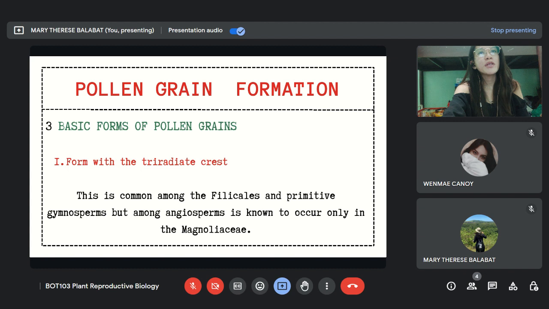In pollen grain formation, there are 3 basic forms of pollen grains. Number 1 is formed with the triradiate crest. This is common among the Filicales and the primitive gymnosperms, but among angiosperms, this is known to occur only in Magnoliaceae. I don't have any illustration of this because it is really hard to find, since most of this is extinct. But I'm going to explain to you how these pollen grains appear.